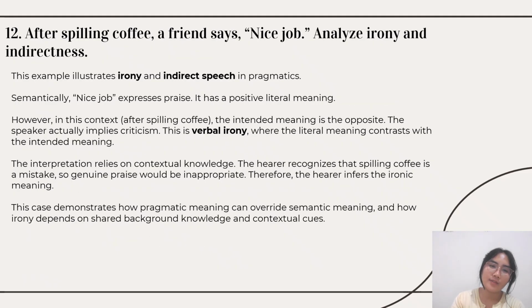The 12th is after spilling coffee, a friend says, "Nice job." Analyze irony and indirectness. This example illustrates irony and indirect speech in pragmatics. Semantically, "nice job" expresses praise. It has a positive literal meaning. However, in this context, after spilling coffee, the intended meaning is the opposite. The speaker actually implies criticism. This is verbal irony, where the literal meaning contrasts with the intended meaning.